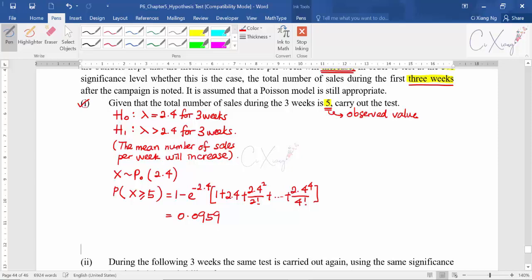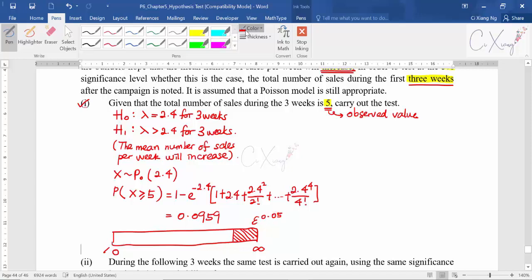Now, before I make any decision or conclusion, I will want to draw a diagram. In this diagram, x starts from 0 until infinity. When they are asking for x greater equal to 5, before that, I want to put in my rejection region first. So this is a one-tailed test on the right. Therefore, my rejection region will be on the right hand side, and this area itself should be 0.05, 5%, right?